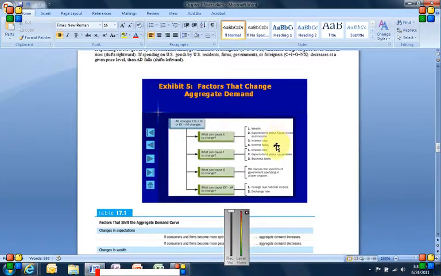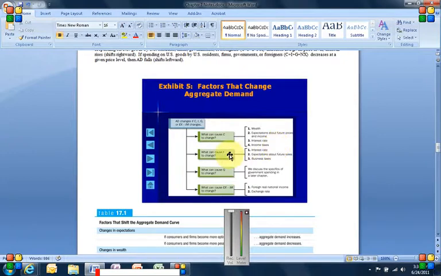What about income taxes? If people's income taxes are cut, in theory, they have more money to spend, and so households will buy more, consumption increases, AD shifts to the right. If income taxes are increased, then consumption, which is a piece of AD, will decrease, AD shifts to the left.